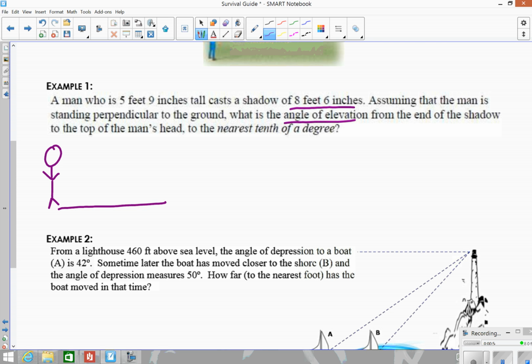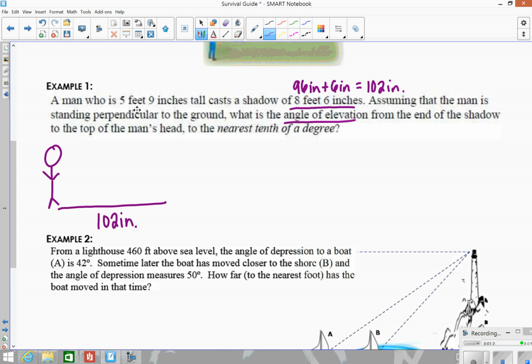So what I'm going to do is I'm going to switch this over to the same units. So it's probably easier to convert everything into inches. So to go from 8 feet, I'm just going to multiply 8 by 12. And when I do that, I'll get 96. So 96 for the 8 feet plus the 6 inches means his shadow is 102 inches. So I'm going to go ahead and label that.